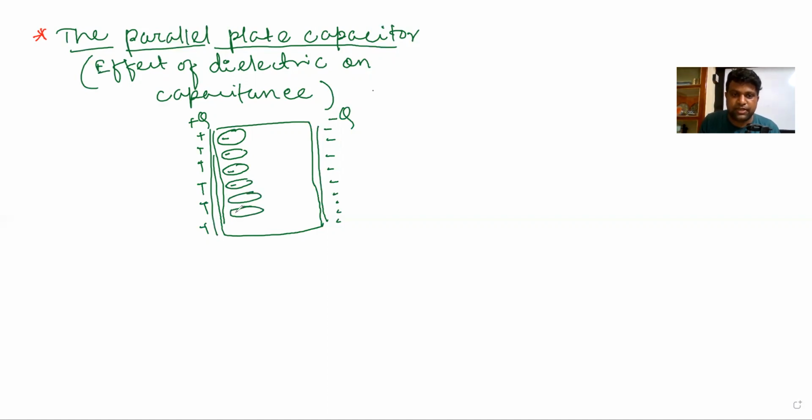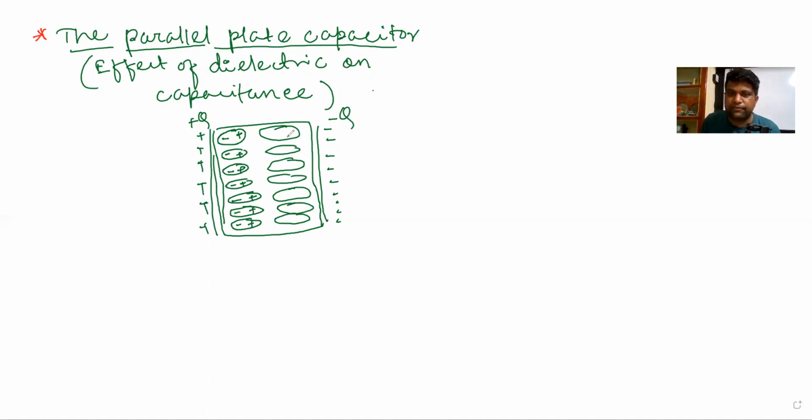These are the negative part of the molecule, so they will be attracted towards the positive plate, and the positive part will be repelled, so it will be away from the positive plate. Similarly, on the right side there will be so many molecules, but I have drawn a few, and all the molecules will be mostly oriented in this way.